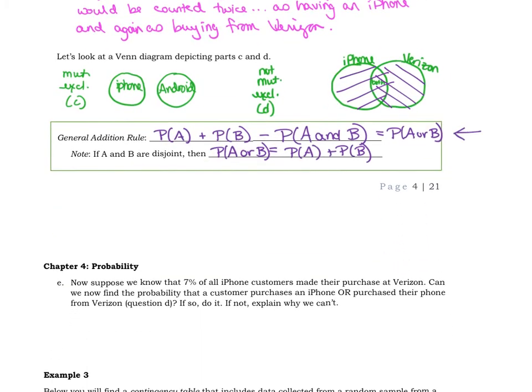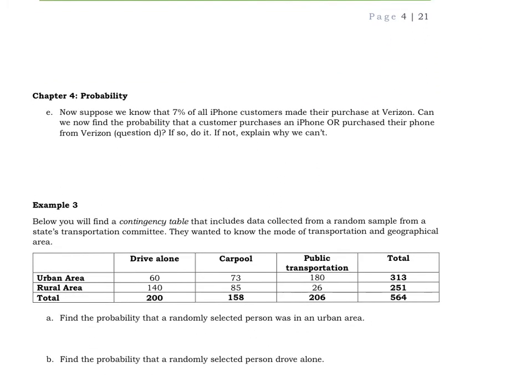So having said that, let's look at E at the top of the next page. Let's say we know 7% of all those iPhone customers bought their phone at Verizon. Can we now find the probability a customer buys an iPhone or bought their phone from Verizon? Okay, so remember what I just said. We're going to use that same rule. So we're going to say or, so the probability of iPhone or Verizon. Or means add. So add the probability of an iPhone plus the probability of Verizon, and then subtract any overlap. So were there any people that have an iPhone and that phone is from Verizon?